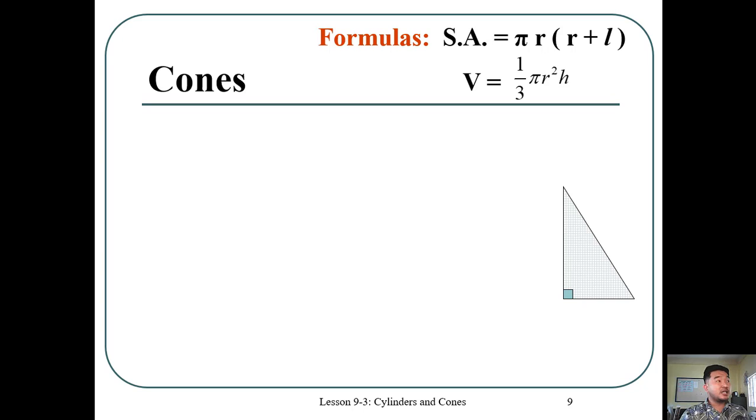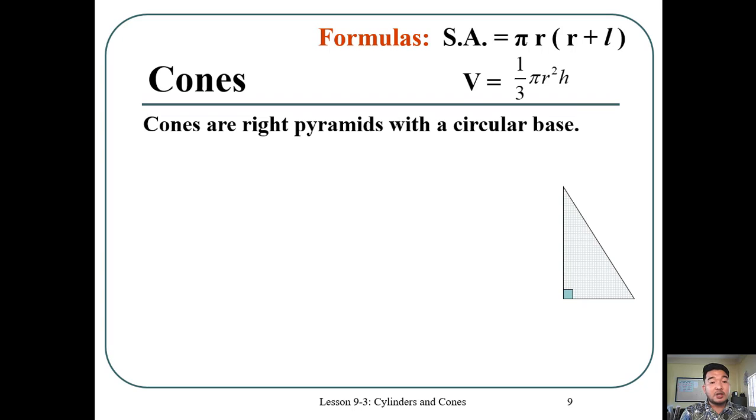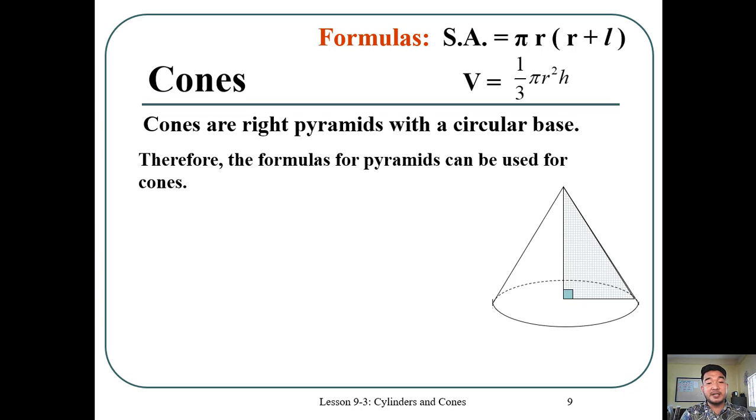The last one is for cones. The formulas are SA is equal to pi r times the quantity r plus L, and for the volume, that is 1/3 pi r squared h. Cones are right pyramids with a circular base. Cones are pyramids, right pyramids, but their base is a circle. Therefore, the formula for pyramids can be used for cones.